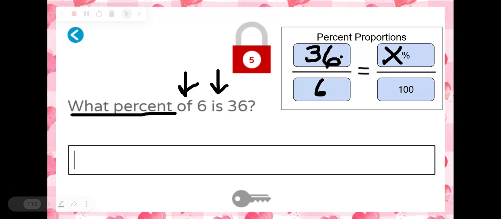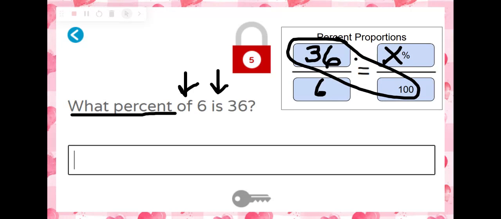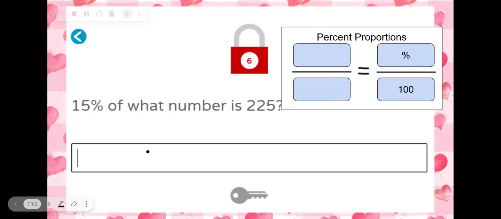Okay, so you're going to still find your butterfly. 100 times 36 divided by 6. In this case, your percentage is going to be over 100. Because if your whole is 6, but you have 36, you have way more than your whole. But again, you can look at your is over of to help you figure it out.